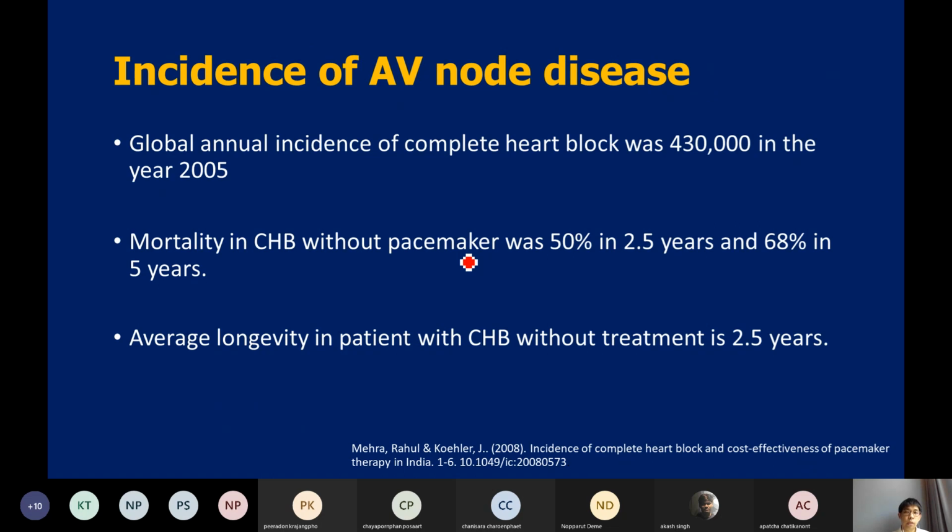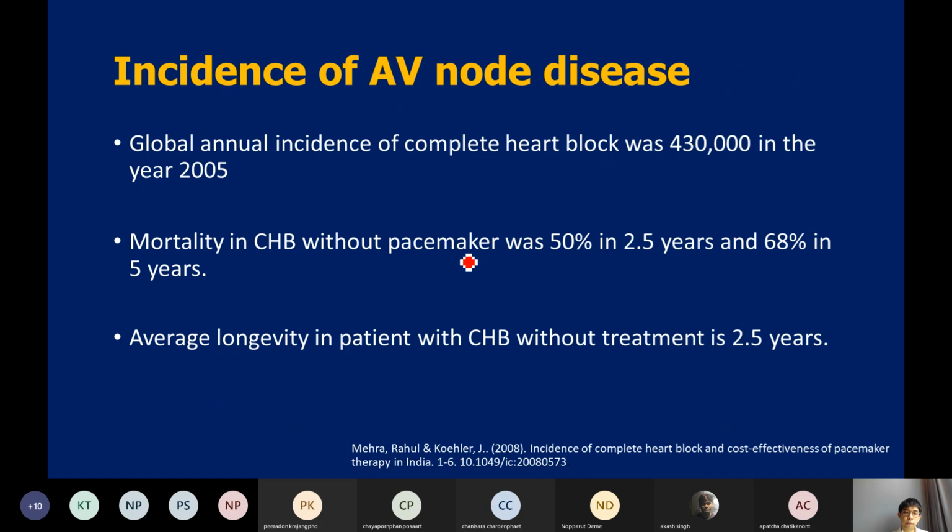Another conduction system abnormality that we often encounter is AV node disease. The incidence of complete heart block, which is the highest and most severe degree of AV node disease, was 430,000 in the year 2005. And the mortality of complete heart block without a pacemaker was 50% in 2.5 years and 68% in 5 years.